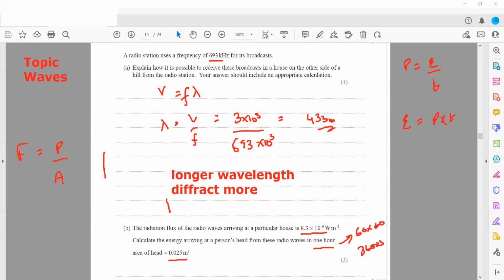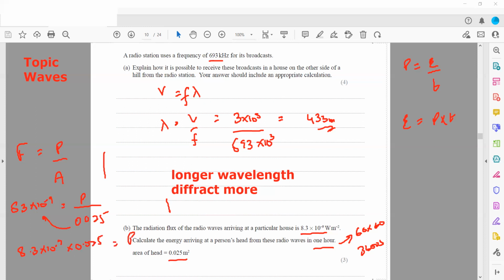The flux is given, which is 8.3 times 10 to the power minus 9. Power we don't know. And the area is the area of the head, 0.025. Multiplying gives us the power, so 8.3 times 10 to the power minus 9 times 0.025. That will be P.